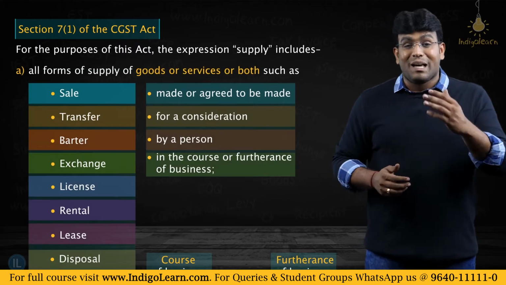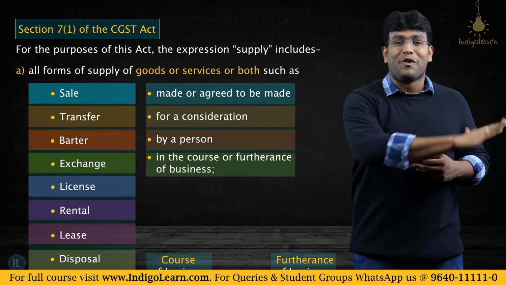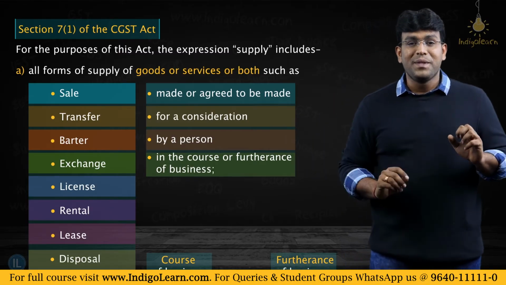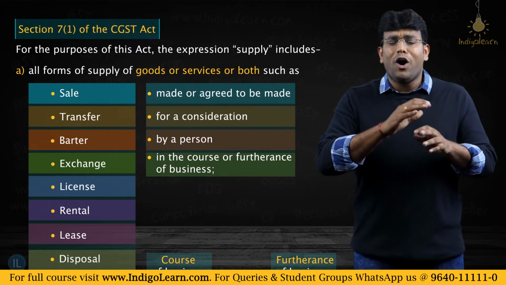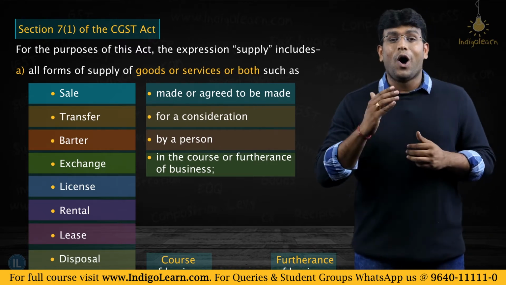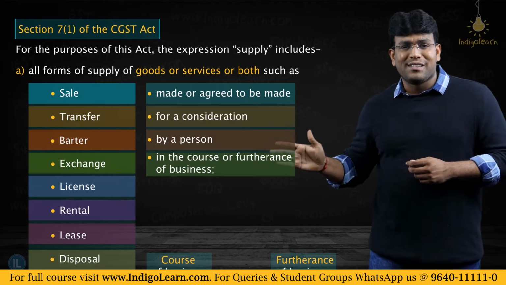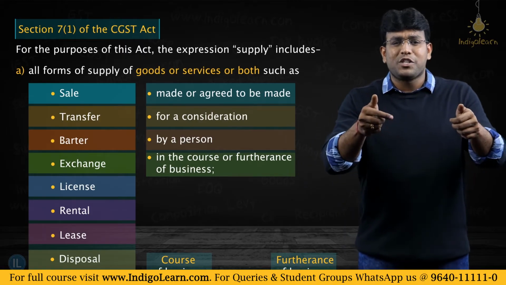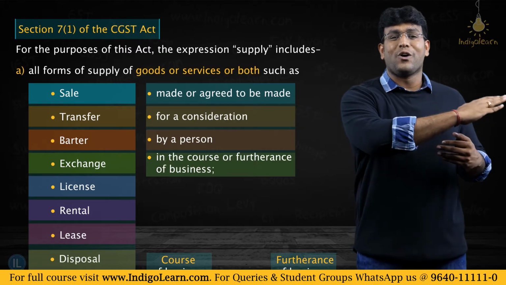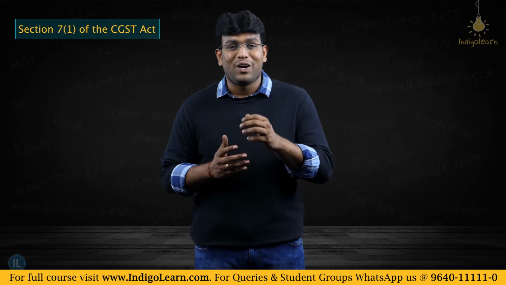So now supply covers something which is made or agreed to be made for a consideration by a person in the course or furtherance of business. So I reiterate, section 7 subsection 1 clause A specifies that supply covers all forms of supply of goods or services or both, such as sale, transfer, barter, exchange, license, rental, lease or disposal made or agreed to be made for a consideration by a person in the course or furtherance of business. That's the story of section 7(1) clause A. So friends, that is section 7 subsection 1 clause A.